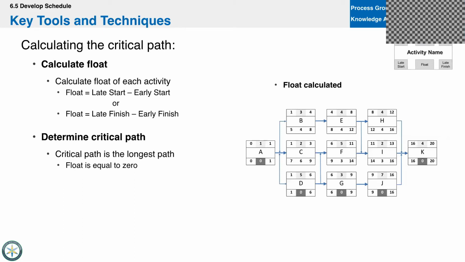CJ, in this diagram you have drawn, the question you just asked, what is the float of C? Is that the answer 6? Is that where the float ends up being? Yes. Okay.